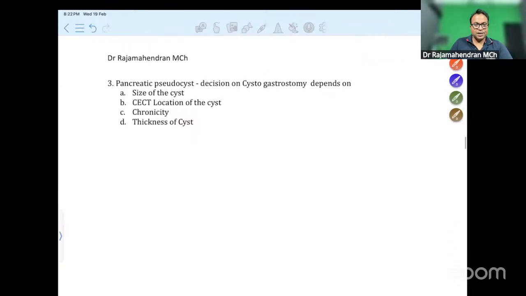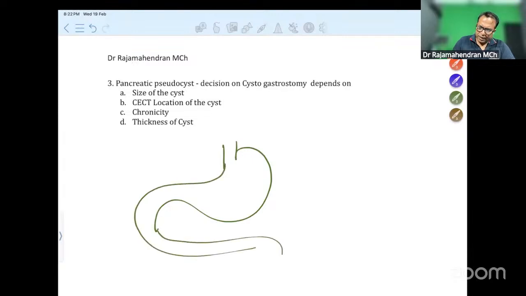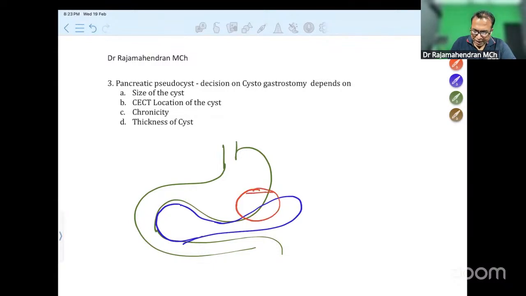Pancreatic pseudocyst: the decision on cystogastrostomy or cystoduodenostomy depends on the location of the cyst. This is a classical picture showing you the pancreas. The location of the cyst is very important. If it is in the body and tail, it can easily be found compressing on the stomach, so you can easily do it.